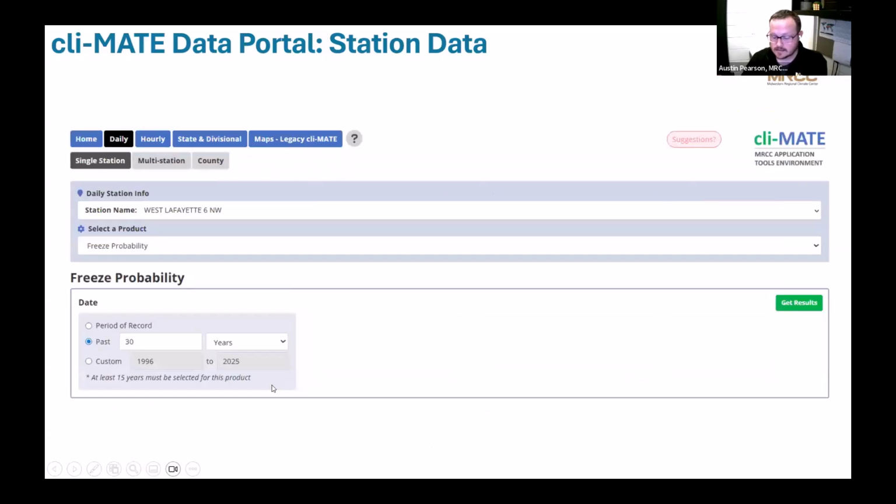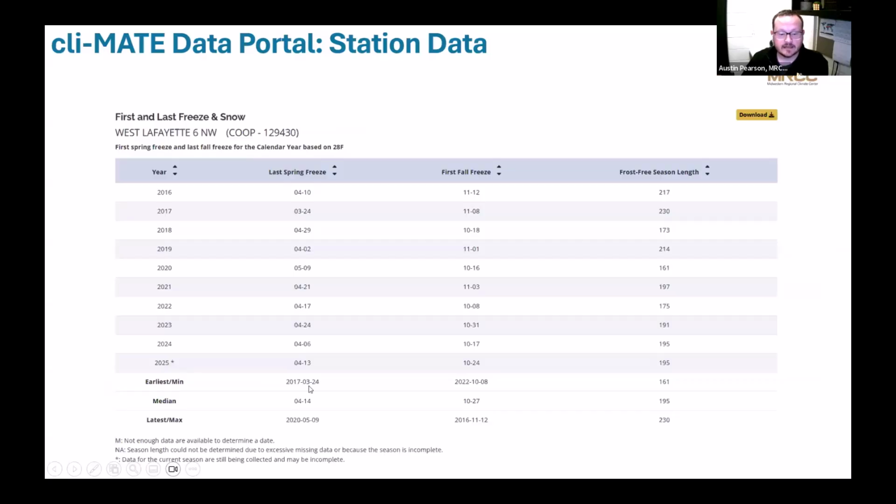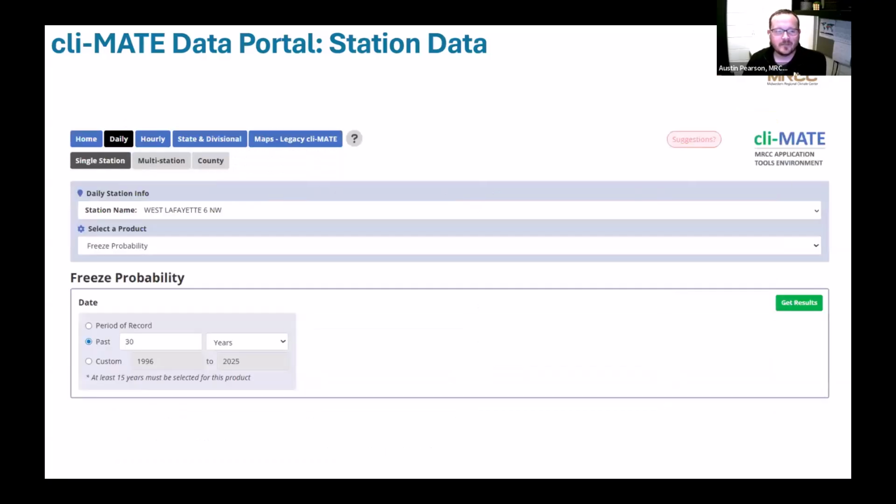So the earliest last spring freeze for that 10-year period was on March 24th, 2017. For the first fall freeze, the earliest was October 8th, 2022, with the frost-free season, the shortest being 161 days. You can also see the median, and you can see the latest for each season. Pretty cool tool, in my opinion. But I'm also a weather geek and nerd when we're looking at this data.